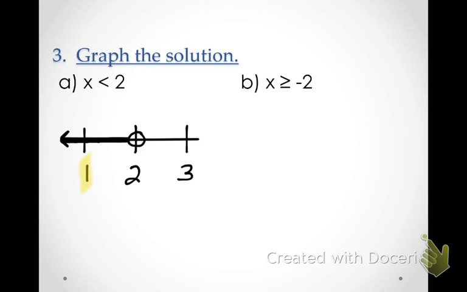Let's imagine instead that I was going this direction. Could I have put 3 is less than 2? No. Why? Because it's greater than 2. So I don't want to shade in this direction because 3 is not a solution. That's why I shaded to the left.